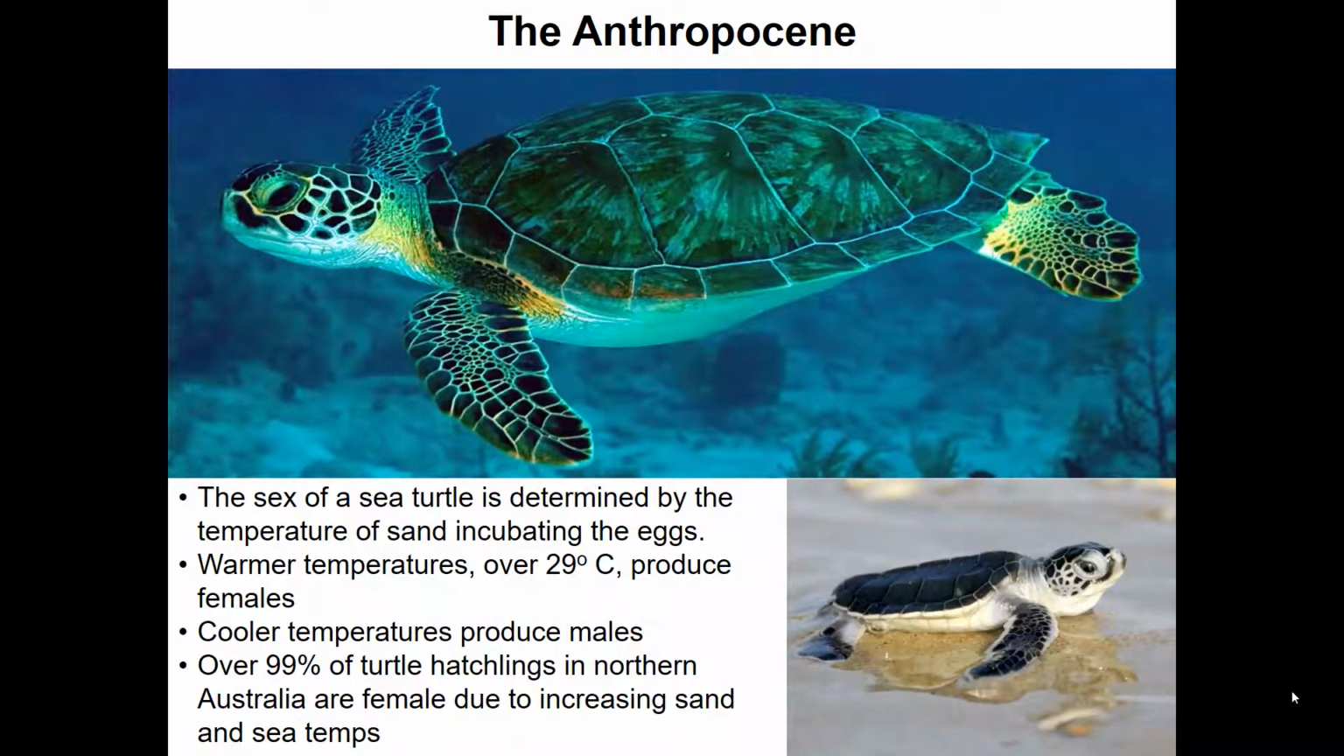Another organism that is affected by us warming the planet are sea turtles. The sex of a sea turtle is determined by the temperature of the sand incubating the eggs. Warmer temperatures, over 29 degrees Celsius, produce females. Cooler temperatures produce males. Over 99% of turtle hatchlings in northern Australia have been female the past few years due to increasing sand and sea temperatures, which will make it difficult for the species to survive if there's no males for the females to mate with.